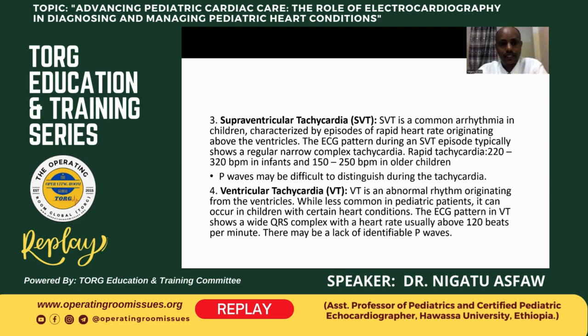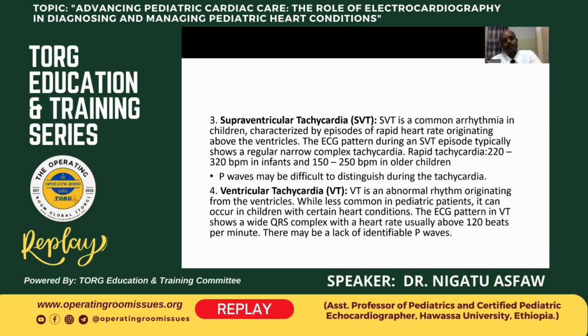And the other ECG abnormality is supraventricular tachycardia. It is a common arrhythmia in children, and it is characterized by episodes of rapid heart rate originating above the ventricles. That means at the bundle of His or above it. And the ECG pattern during supraventricular tachycardia typically shows a narrow QRS complex, and there will be rapid heart rate, in infants around 220 to 300 beats per minute, and in older children around 150 to 250 beats per minute. And in this ECG pattern, the P wave may be difficult to distinguish during the tachycardia.